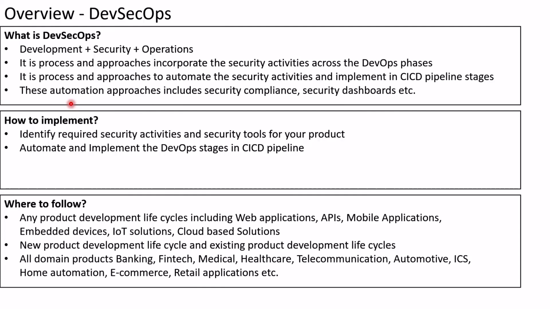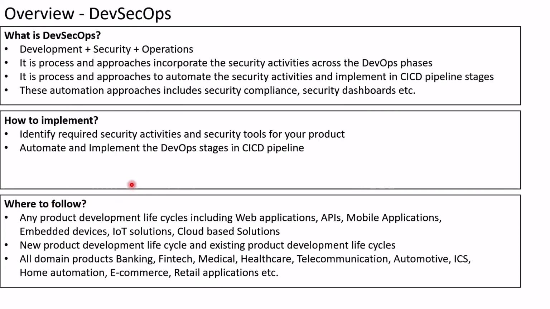And how to implement? First, we need to identify the security activities which are to be followed in our product development lifecycle, and what tools we need to use. We need to gather those details, automate them using our CI/CD, and integrate those automations as part of our CI/CD. This is the approach to implement the DevSecOps framework.